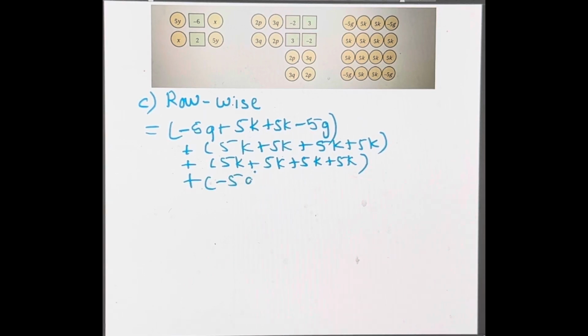So minus 5g plus 5k plus 5k minus 5g. So now if we count k's, then how many are there? Let us count 1, 2, 3, 4, 5, 6, 7, 8, 9, 10, 11, 12. 12 5s are 60. So it would be 60k. And minus 5g, 1, 2, 3, 4. So it would be minus 20g. Right? So this is row wise.